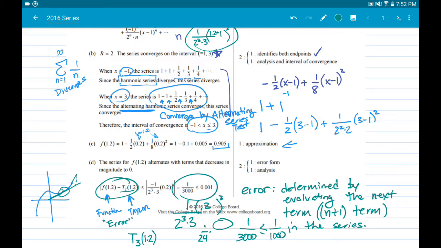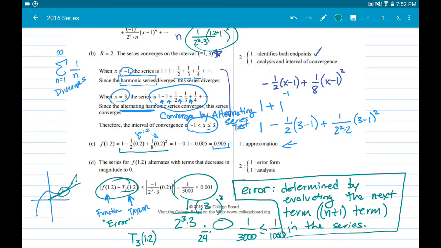Hopefully that helps a little bit. I'm going to try to do another one right now, but the big thing to take away, even if it's not crystal clear at this point, is that this error is always going to be determined by evaluating the next term. If you did a Taylor polynomial with 3 terms, then you'd use the fourth term to find it. If you did an approximation with 2 terms, then you'd use the third term to find it. It's always the next term.